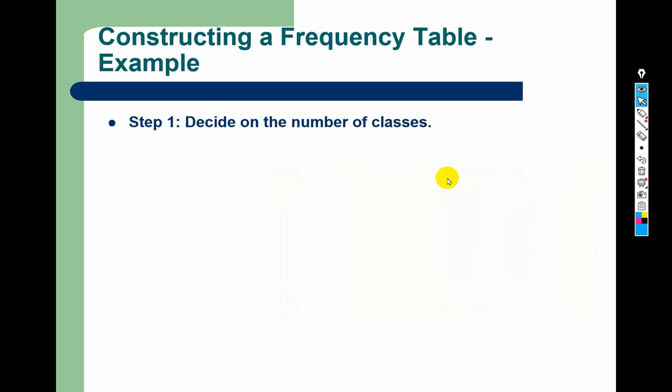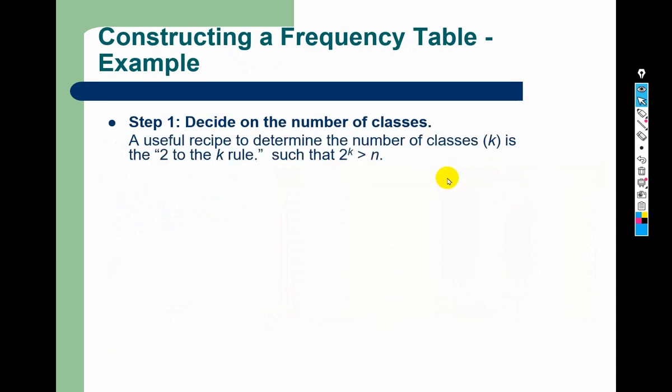So now put that in some systematic way. Step 1, you have to decide the number of classes. We have one rule saying that 2 to the power k is greater than n. N is the number of values that you have, and k is the number of classes. In the last frequency table, k equals 7.